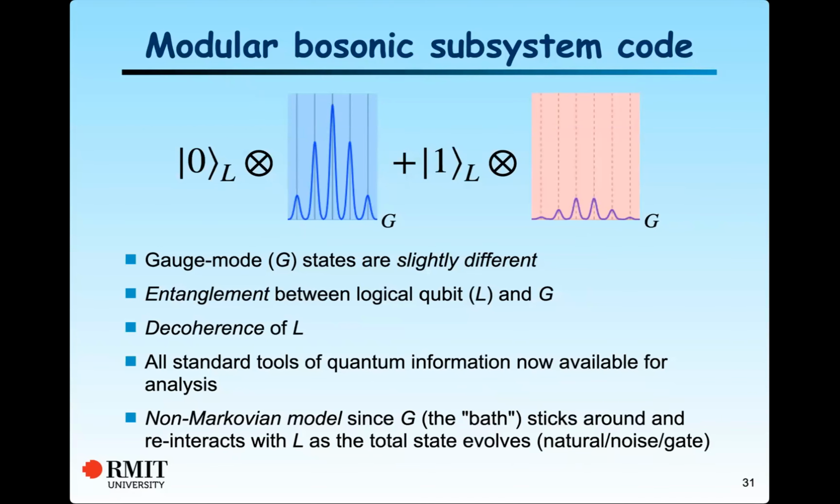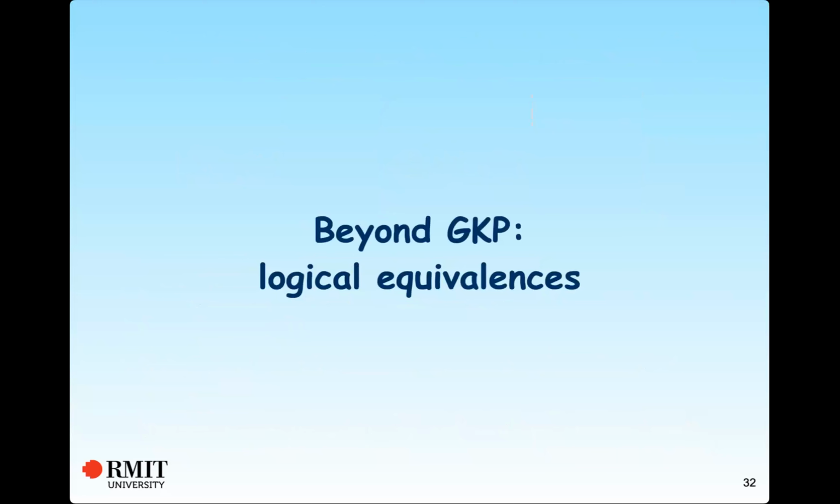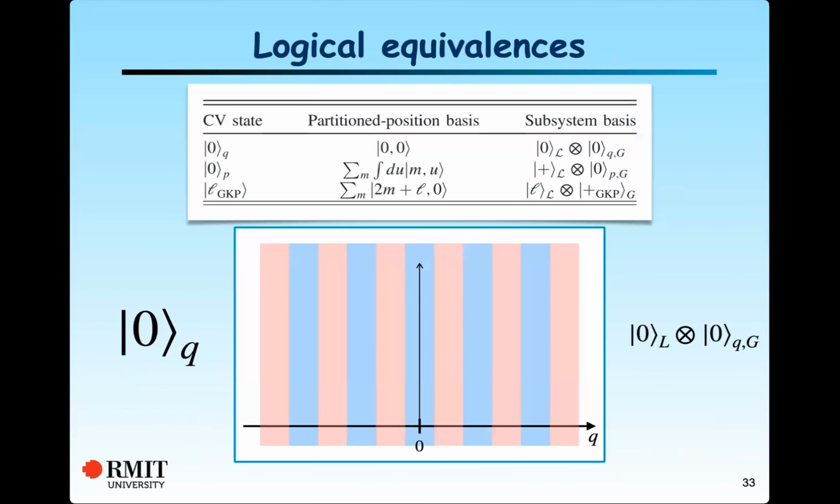The gauge mode states are slightly different in this case. So that creates entanglement between the logical qubit and the gauge mode. And that creates decoherence. But we have all standard tools of quantum information now available for the analysis of this. This is a non-Markovian model since the bath, this gauge mode, sticks around and re-interacts with the logical state as it evolves.